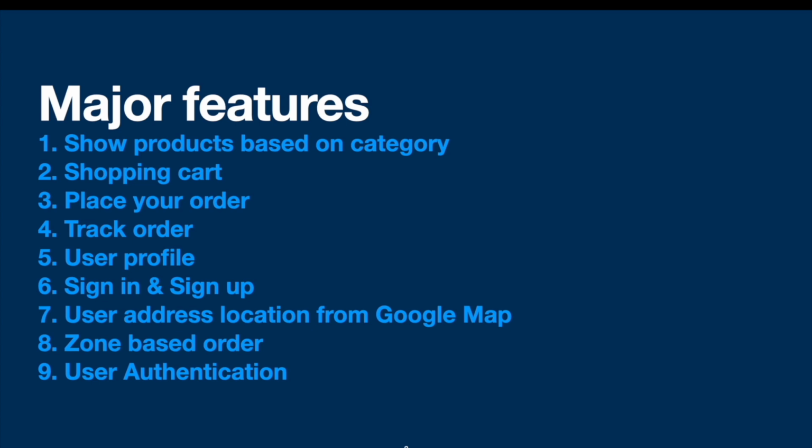Here we'll cover some major features. Well, first we'll learn how to show products based on category. Then you will learn how to build shopping carts, place your order, track order. After that, you'll also learn how to build user profile and pages like sign in and sign up pages. And we'll also see how to build user address location from Google Map. And you can also build zone-based order for users. And the whole app would keep track of user authentication.